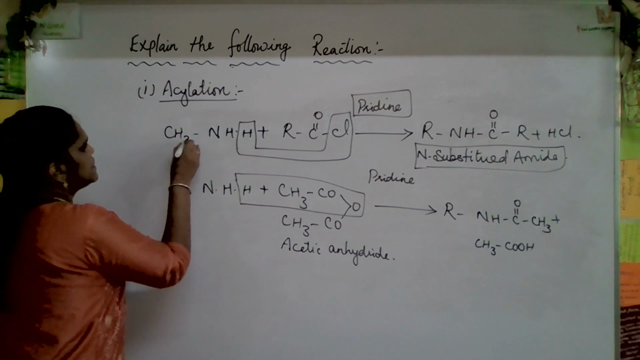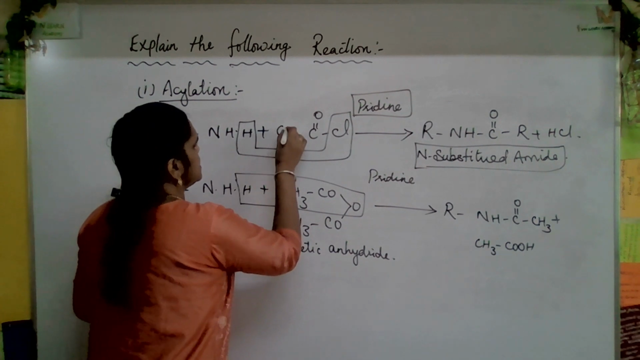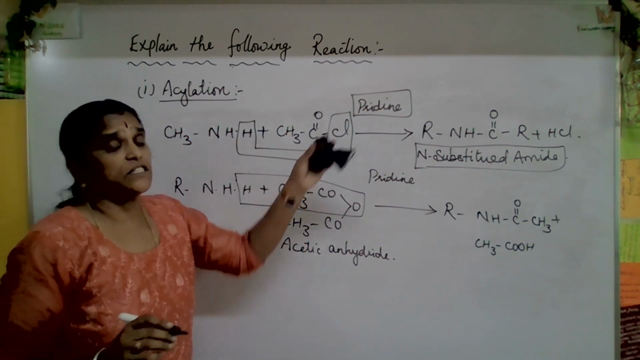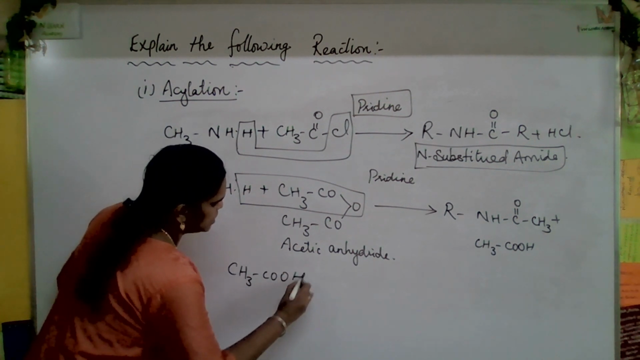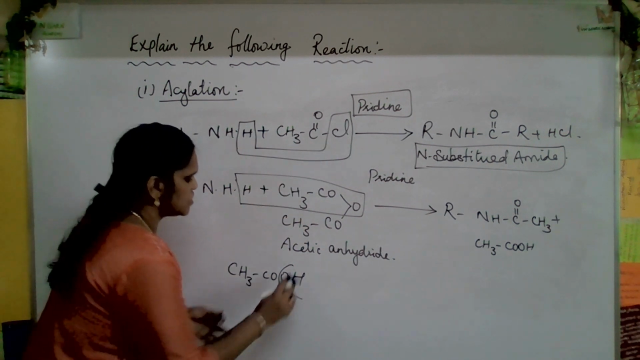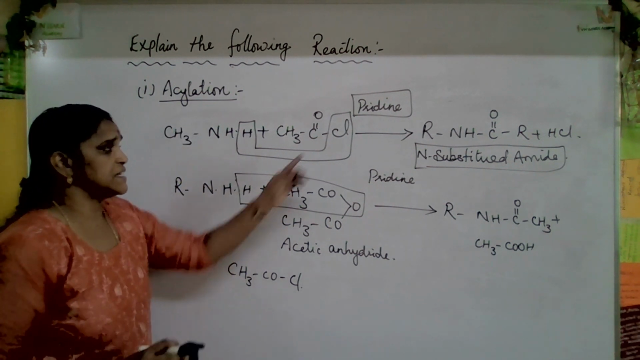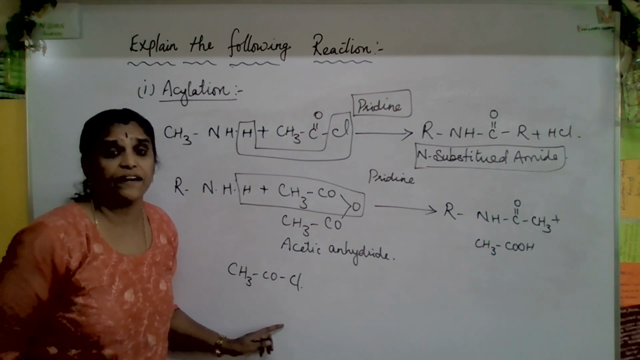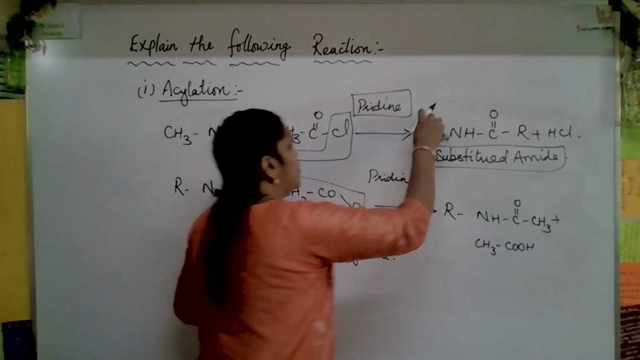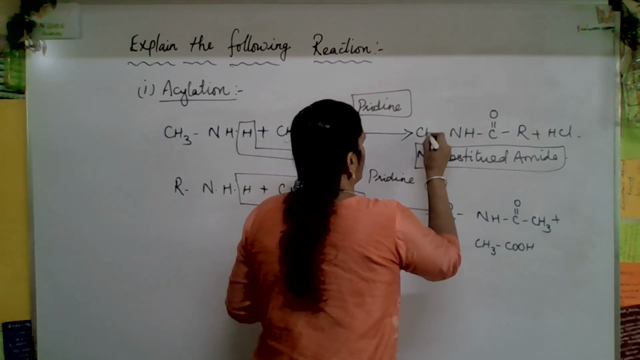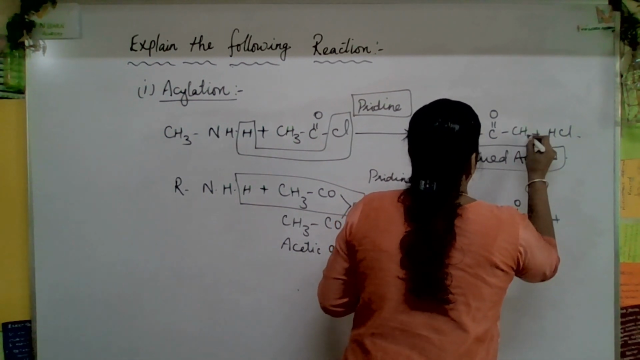CH3 methylamine combined with acetyl chloride, CH3COCl. How do we get it? From CH3COOH, the OH can be replaced by Cl, so that gives CH3COCl, acetyl chloride, an acid chloride. Hope you're clear now. The same way here, instead of R, same thing only CH3, and here also instead of R, you will get CH3. Easy. You remember the tricks.